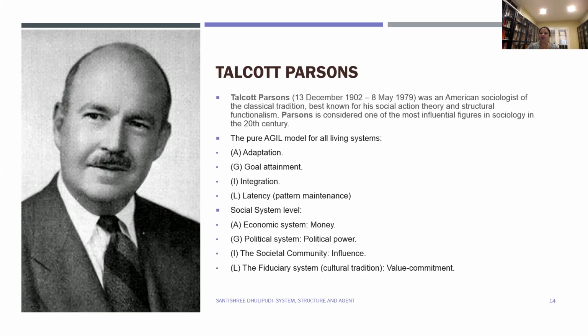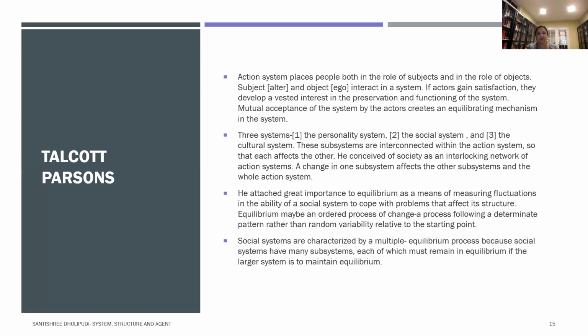His is what is called the AGIL model for all living systems. A is for adaptation, G is for goal attainment, I is for integration, L is for latency, that is pattern maintenance. The social system levels are the economic system, money; the political system, political power; then the social community, influence; and the cultural tradition, that is value commitment.